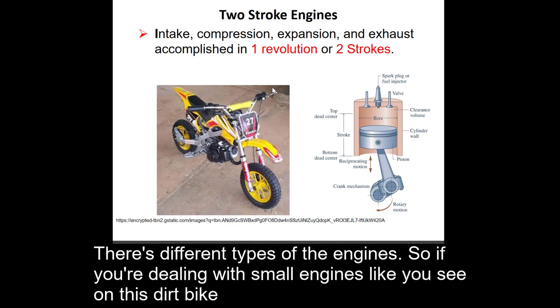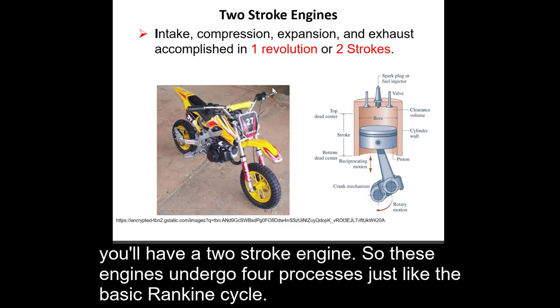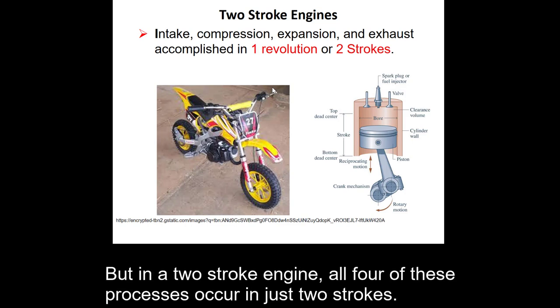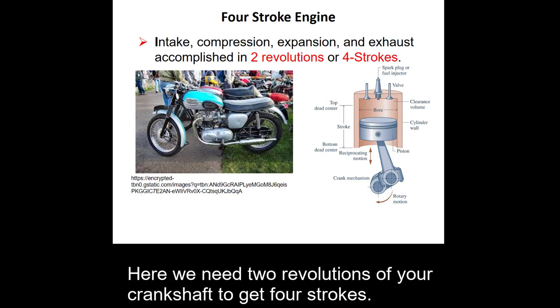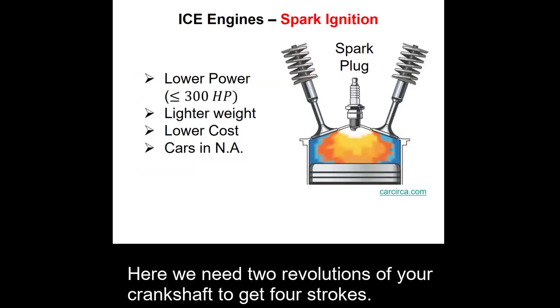There's different types of engines, so if you're dealing with small engines, like you see on this dirt bike, you'll have a 2-stroke engine. So these engines undergo 4 processes, just like a basic Rankine cycle, but in a 2-stroke engine, all 4 of these processes occur in just 2 strokes. But as engines get bigger, we start to do these 4 processes in 4 different strokes. So each stroke represents 1 process. Here, we need 2 revolutions of your crankshaft to get 4 strokes.